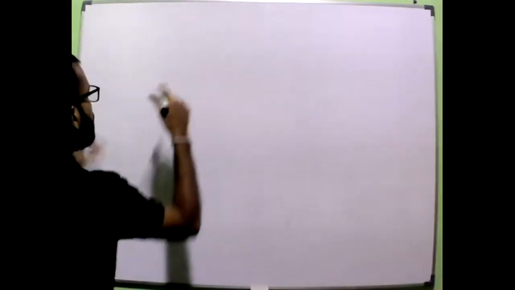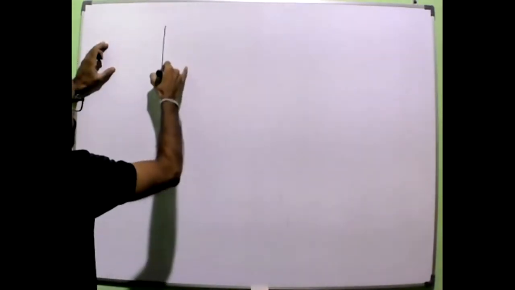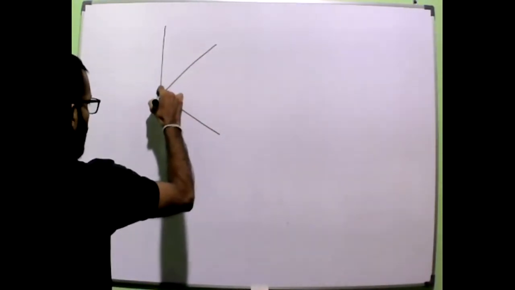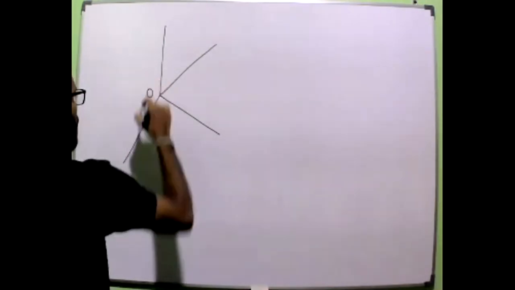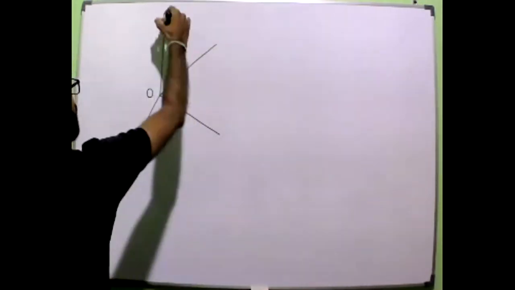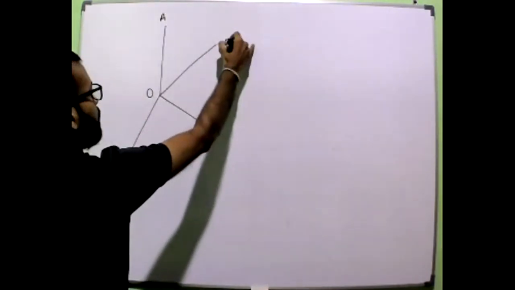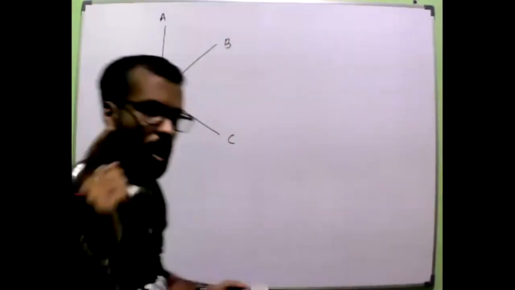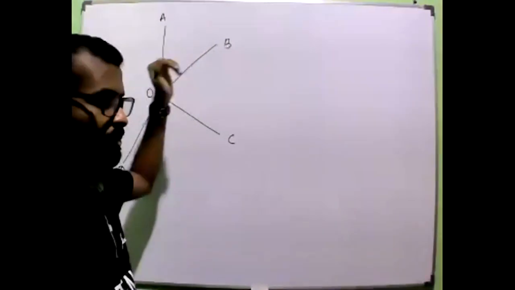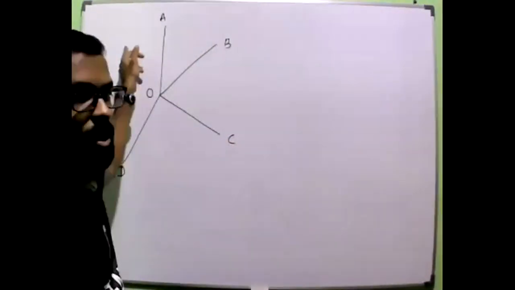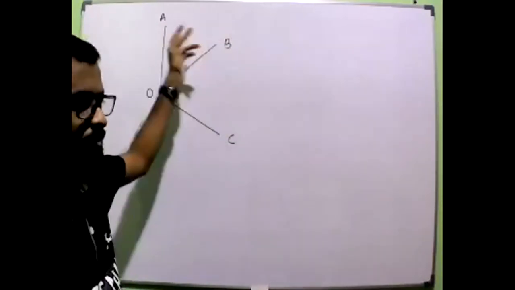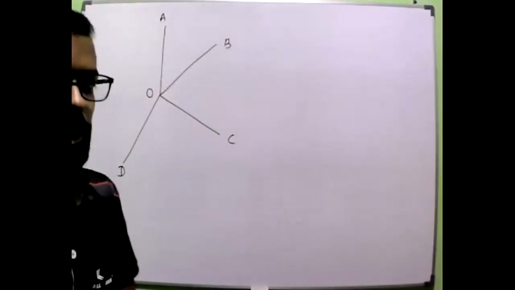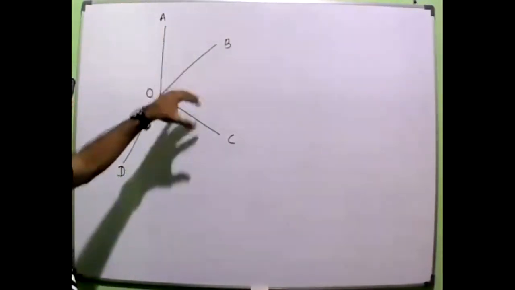Please draw this with me. So this is O, right? A, B, C, D. Right? So I think you all have written down the subtitle that I gave last week, so no need to give it again. Under that, you have to draw this.